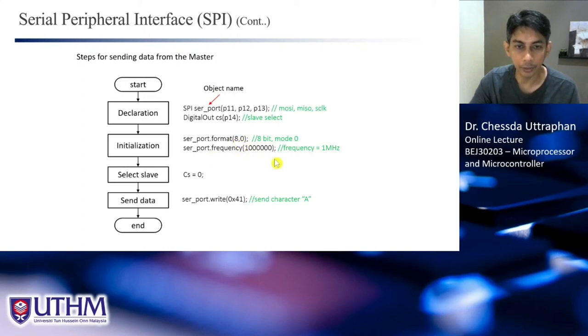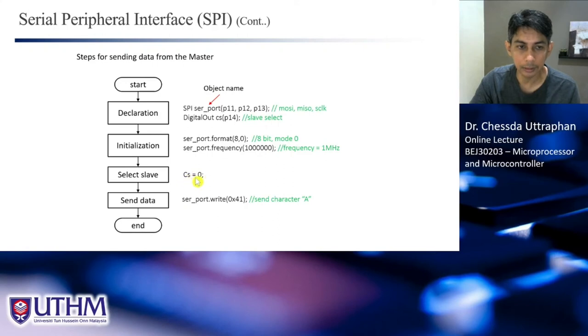And this is the frequency, and by default, the frequency of the SPI is 1 megahertz, yeah? So you can go up to 4 megahertz, right? So this is the frequency. To set it, again, your object name, in this case, is SER, so SER serial port dot frequency, and this is 1 megahertz, yeah?